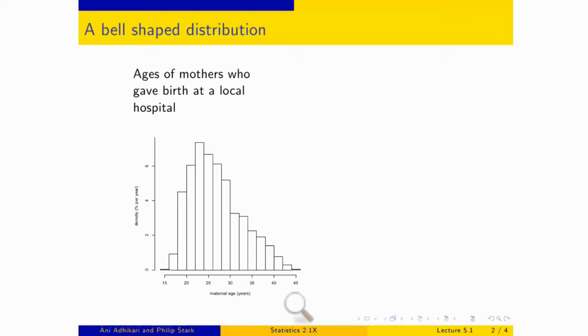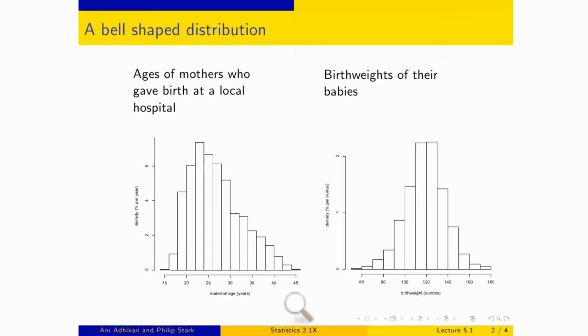Next distribution that we saw was ages of mothers who gave birth at a hospital near Berkeley, and that distribution is less skewed than the previous one, but still clearly skewed. If we look at the distribution of the weights of their babies, though, here is what it looks like. And now here, suddenly you have a very pretty symmetry. A sort of bell shape.